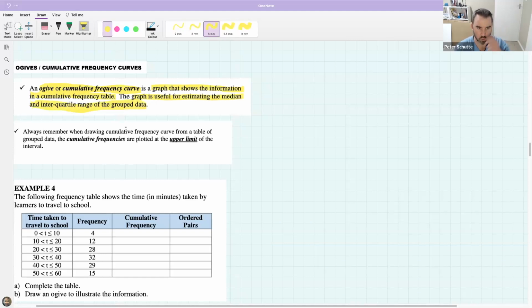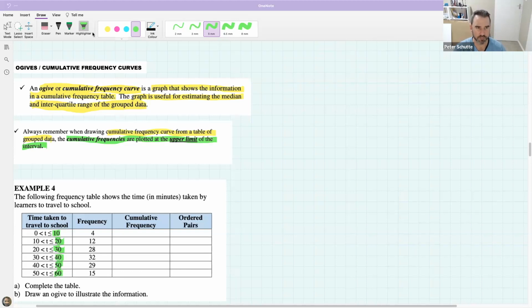Always remember when drawing a cumulative frequency curve from a table of grouped data, the cumulative frequencies are plotted on the upper limit of the interval. Now, the upper limit of the interval is going to be 10, 20, 30, 40. That's the upper limit.